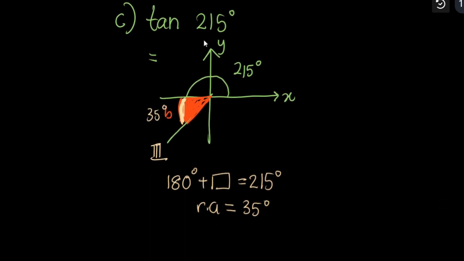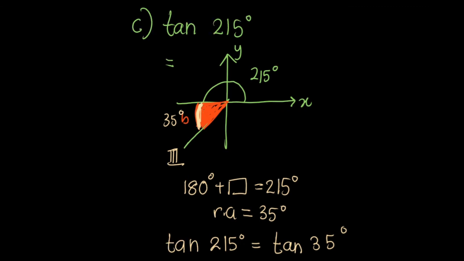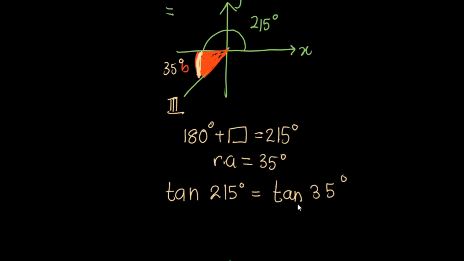Okay. Now, since you already got a 35 degree, now we write back the question. The question was tangent 215 equal to tangent 35 degree. Okay, we are changing first. So now you have tangent 35.